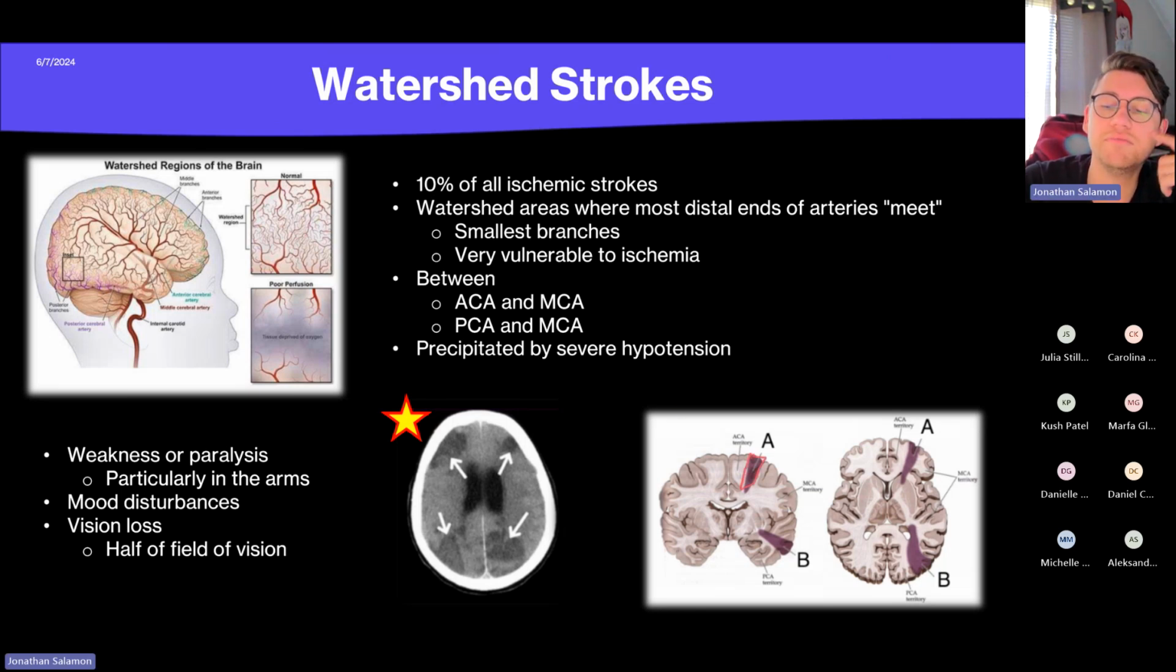You'll see these wedge-shaped lesions, and they're always right here because this is where the ACA meets the MCA, and this is where the MCA meets the PCA, right? If you remember the homunculus, you remember generally how this is laid out, right?